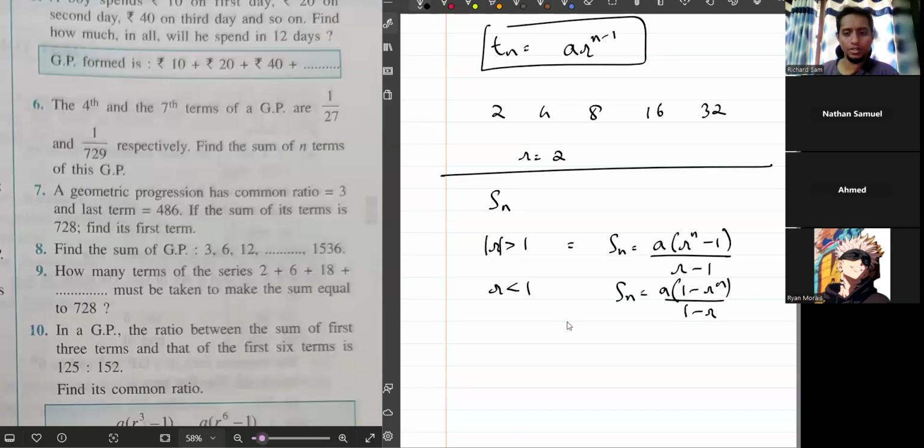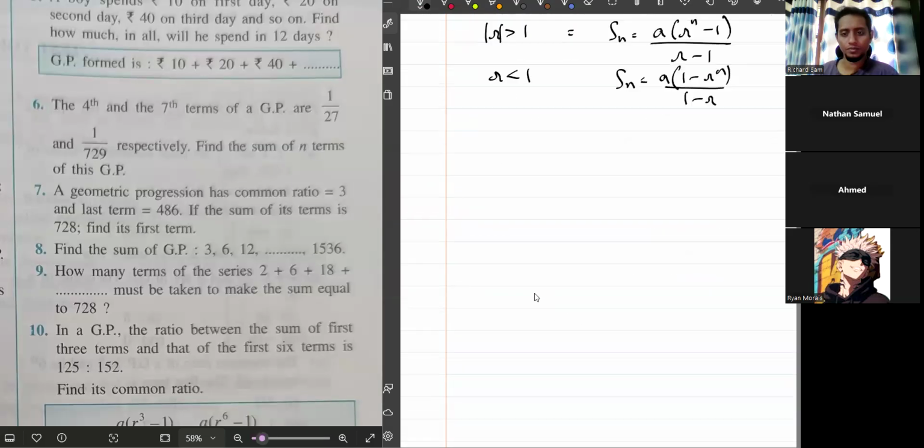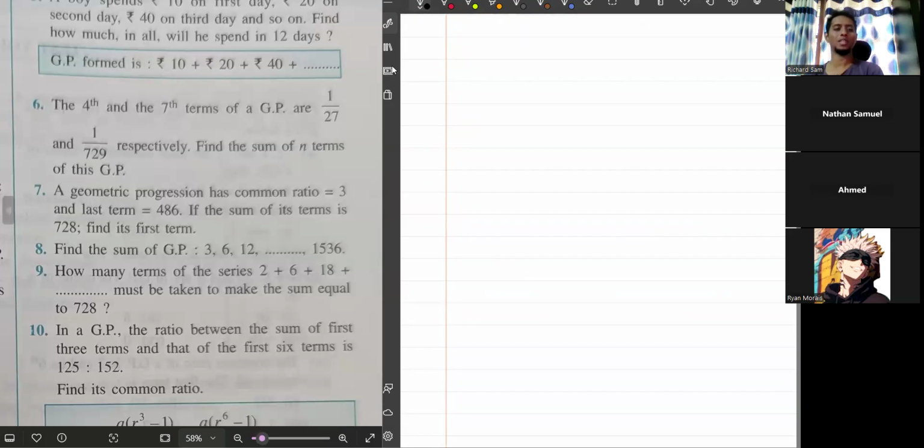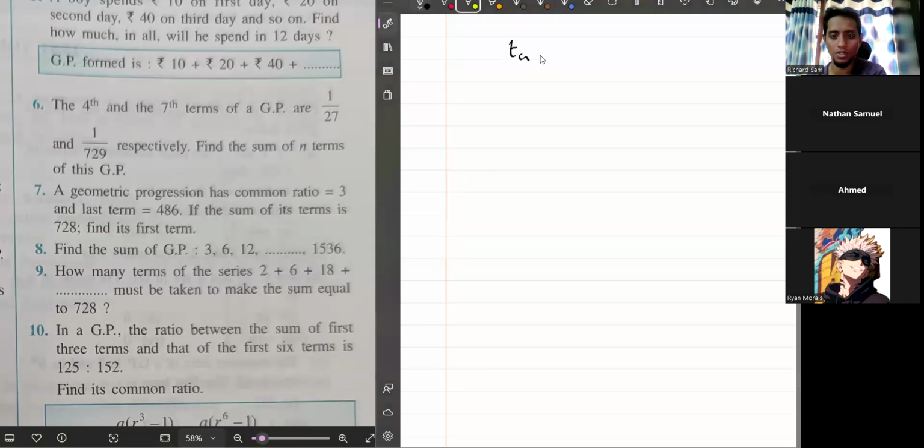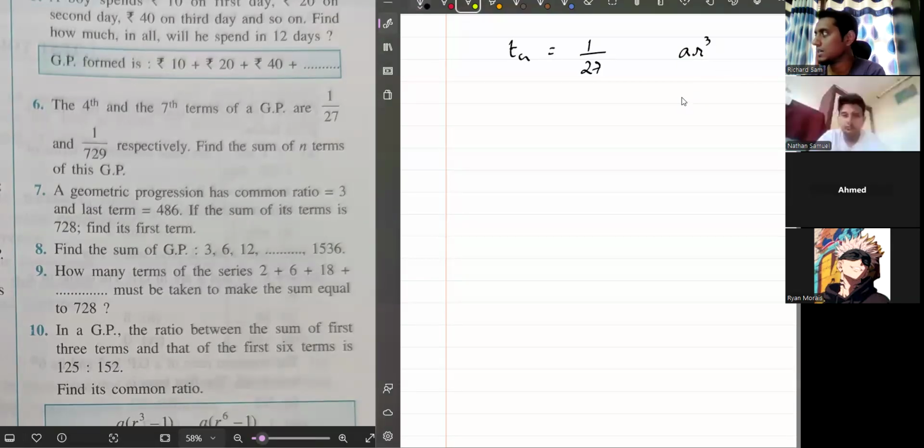You look at the sixth one. The fourth and the seventh terms of a GP are 1 upon 27 and 1 upon 729. Find the sum of n terms of this GP. The fourth term is 1 upon 27. So T4 is 1 upon 27. Now, how do you represent T4? A r raised to 3, right? A r raised to n minus 1. So A r raised to 3 is 1 upon 27.